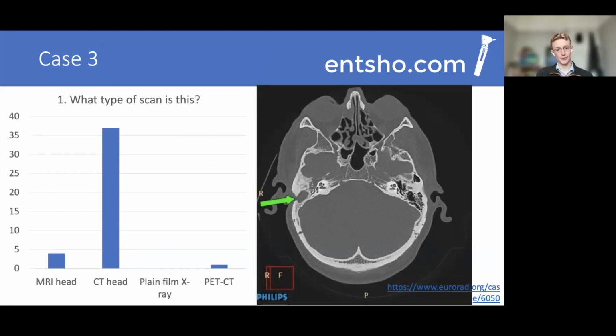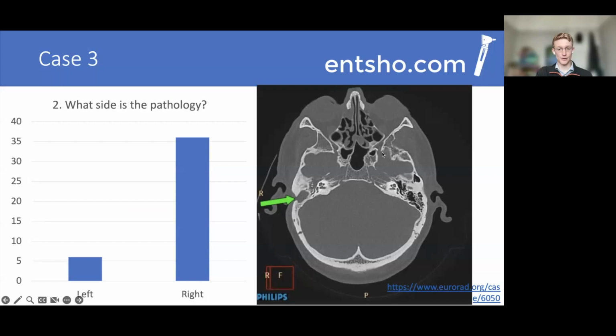So you can see absolutely most of you are right. This is a CT head. So what you want to imagine is that the patient's feet are pointing towards you and they're lying on their back, which will then help you work out which side the pathology is on. MRI skull base is useful for assessing necrotizing otitis externa, but obviously it's not this image. PET CT doesn't really have a role. This is a cancer scan, and obviously this isn't a plain film X-ray. So as you can see, most of you have correctly identified it's on the right. And now we'll see if you've worked out where the pathology is.